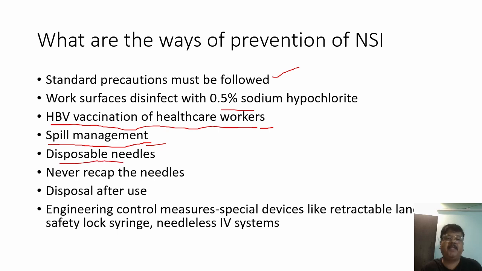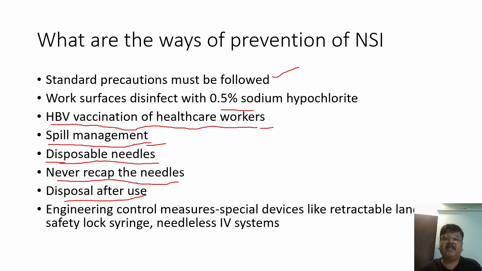Then use of disposable needles. Nowadays we are using disposable needles. In the old days they used to have reusable needles. Now this is totally stopped. No reuse of disposable needles should be there. They should never recap the needles. There is a human tendency to try to recap the needles, and from the recapping of needles there are more chances of finger prick. Then disposal after use: all the things should be properly disposed. Needles should be properly disposed immediately so that other persons also do not get a finger prick.